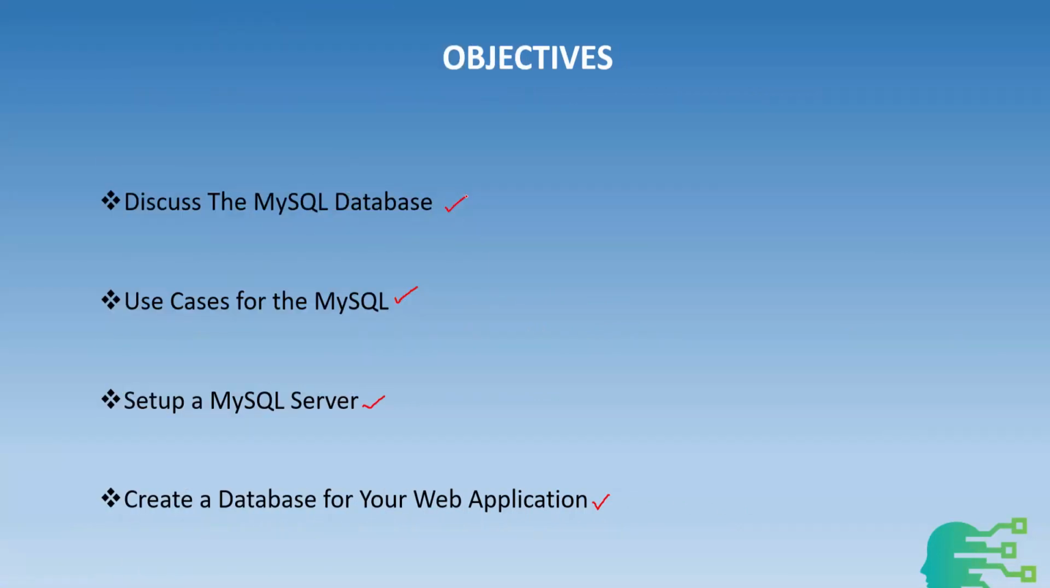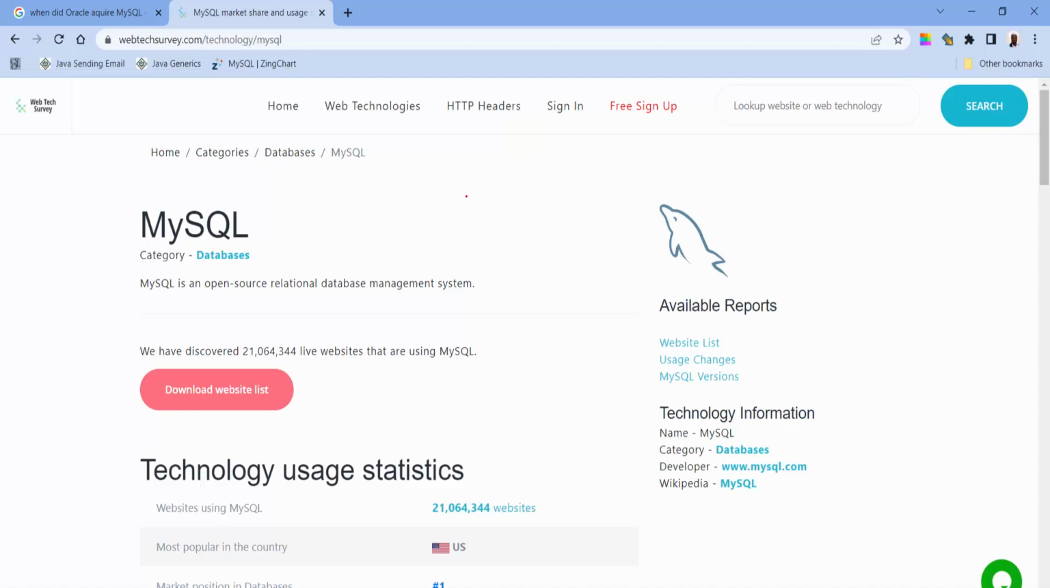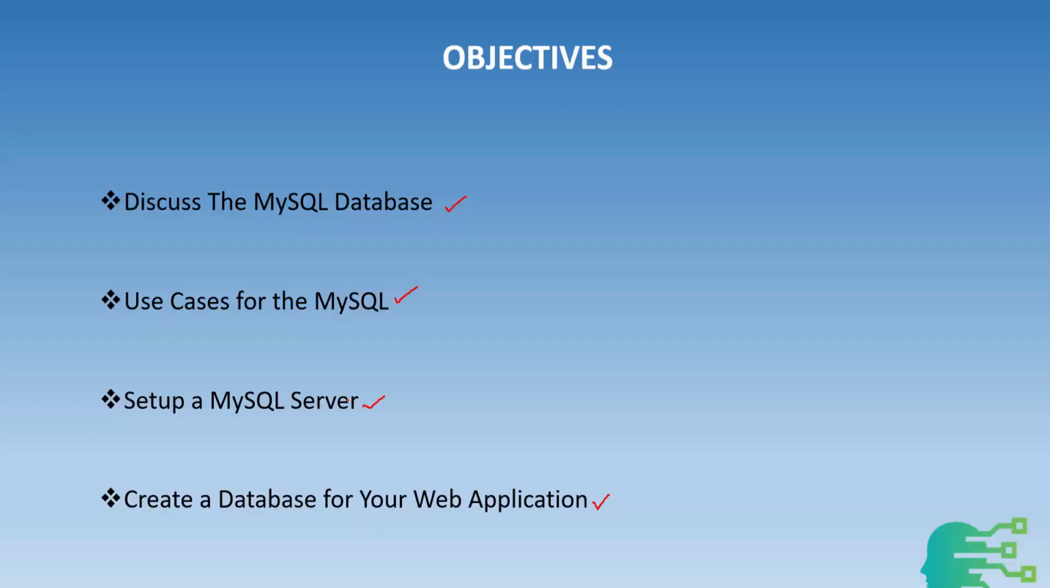In fact, statistically speaking, according to the survey at Web Tech Survey, MySQL is discovered to have up to 21 million web applications depending on it. It says here we have discovered 21 million websites that use MySQL. Well, you don't have to take my word for it. You can look it up online. A whopping 21 million web applications depend on it. That means opportunities abound out there for people with a MySQL skill set. Okay, let's continue our discussion.